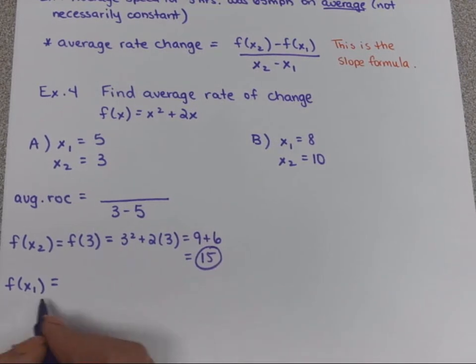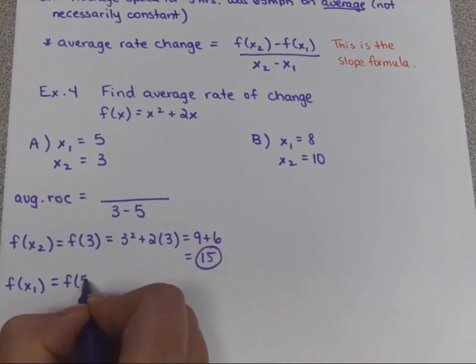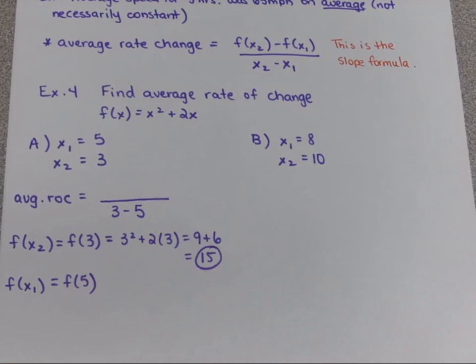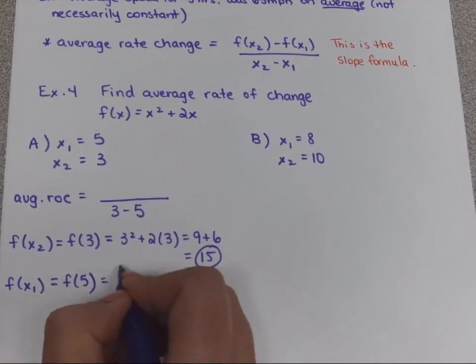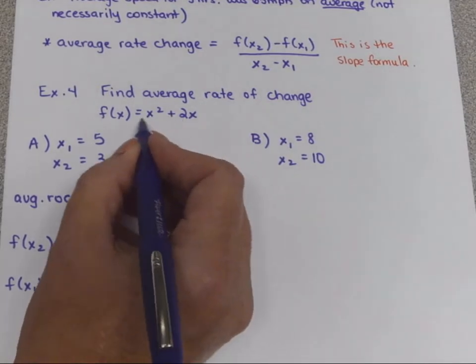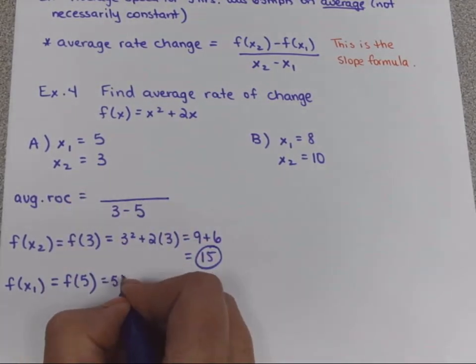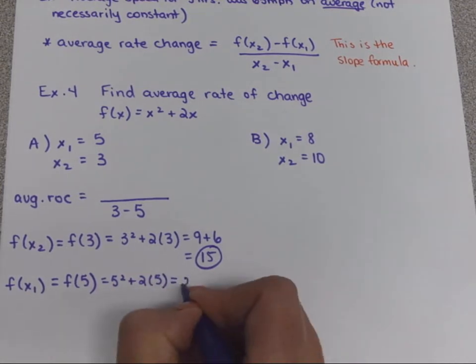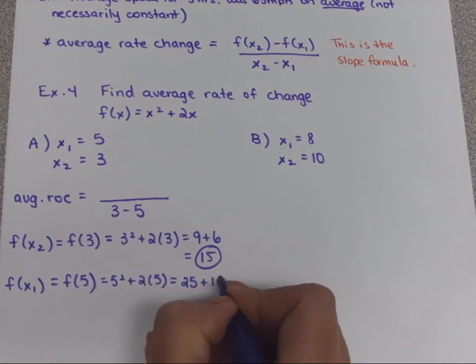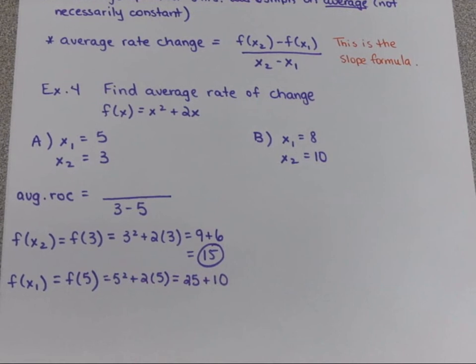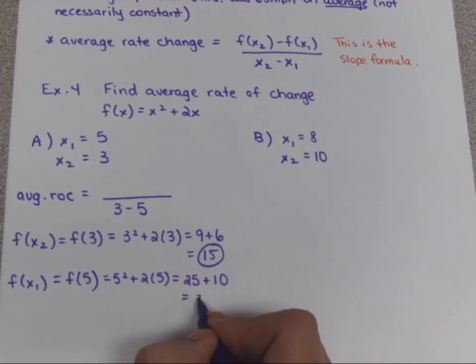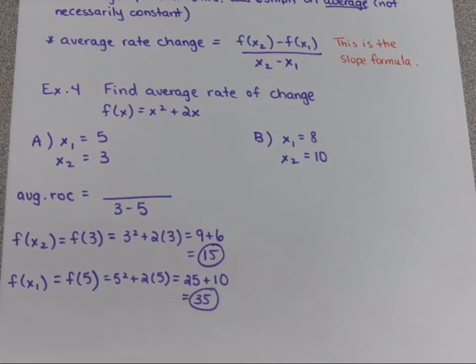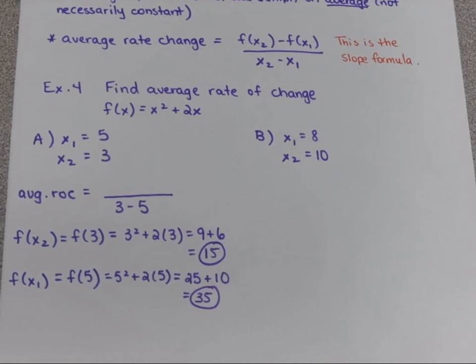So for f of x1, I'm being asked to find f of 5. Okay, so let's plug that in, right? So that's going to look like, plug it into this equation that I'm pointing out right here. So it's going to be 5 squared plus 2 times 5. So 5 squared is 25, right? 2 times 5 is 10. So what do I get for the final answer here? 25 and 10 is 35.